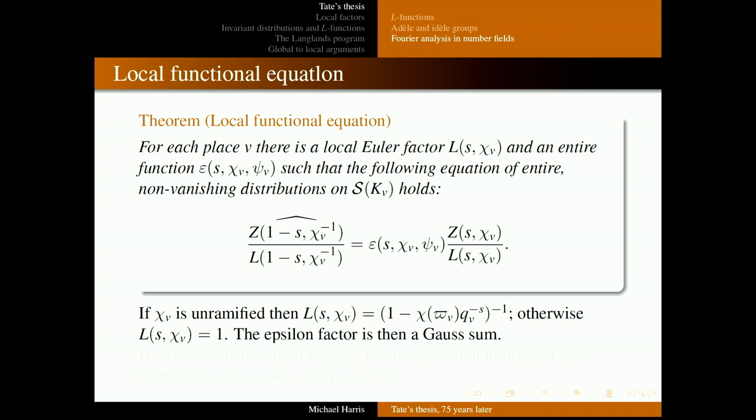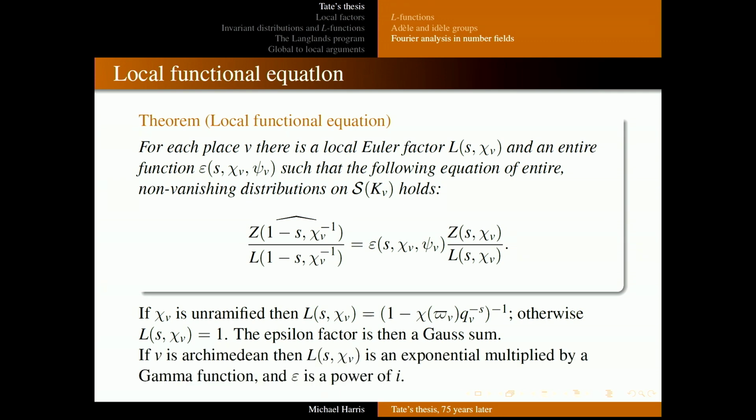If chi is an unramified character, then it is the factor that I wrote down previously. Otherwise, it's 1, which I also wrote down. And the epsilon factor is the Gauss sum, again, normalized by the discriminant. And again, if v is Archimedean, then L is an exponential of some power of pi multiplied by a gamma function, and epsilon is a power of i, of which there aren't that many.